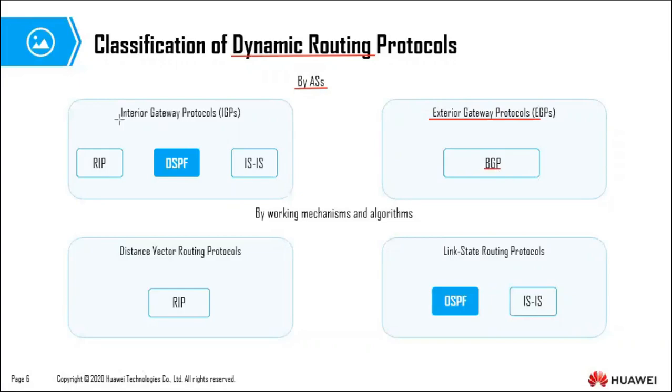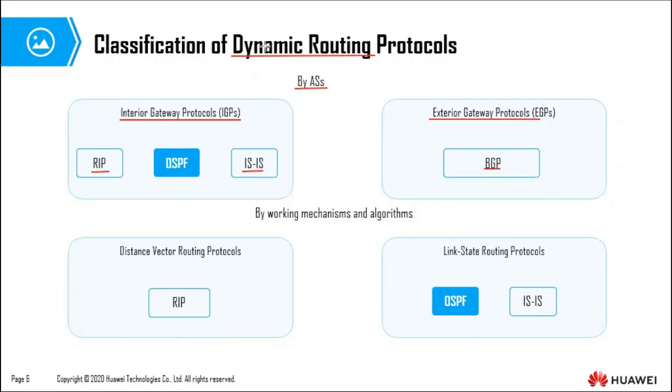Then we have dynamic routing protocols that are used within the autonomous system. These are referred to as interior gateway protocols because they are used within the autonomous system. We have RIP, we have OSPF, and we also have another one called IS-IS, intermediate system to intermediate system.